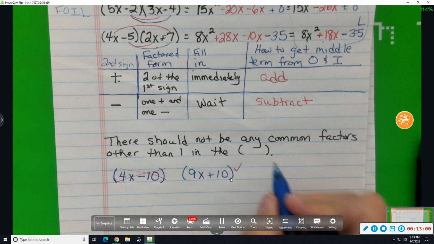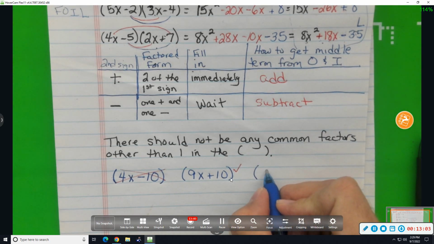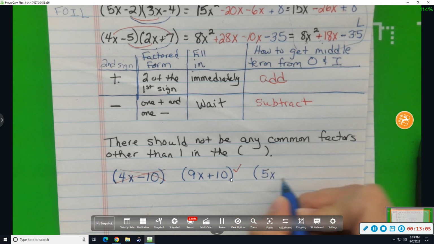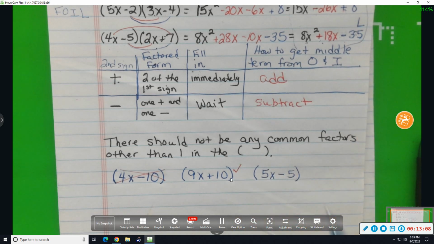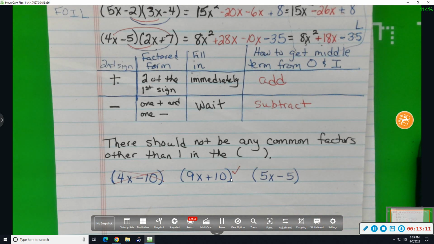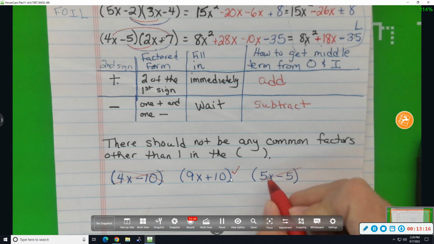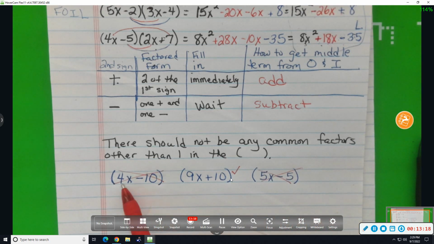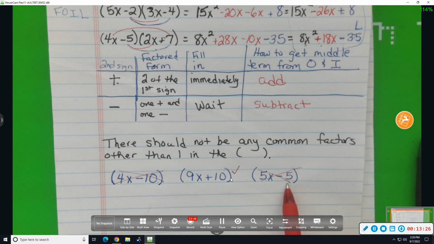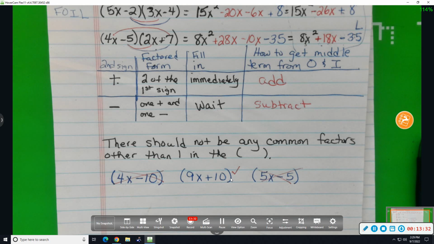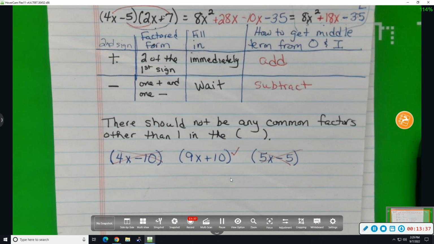Oh, no, this one's going to be tricky. What about 5x minus 5? 5 divides into both of those. You can't have that. In general, you can never have two even numbers in the same set of parentheses. You sure can't have two of the same number. Okay? No common factors other than 1. And sometimes that's going to help us figure it out a little bit faster.